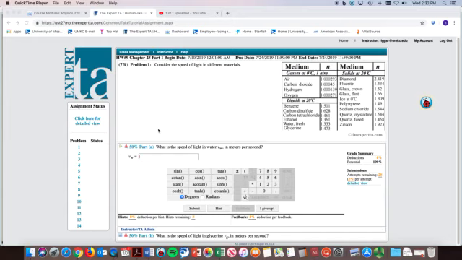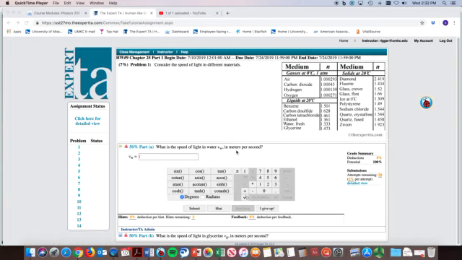All right, so here's your new homework assignment. This is homework number 9. Consider the speed of light in different materials. Let's consider that. And so, what is the speed of light in water?